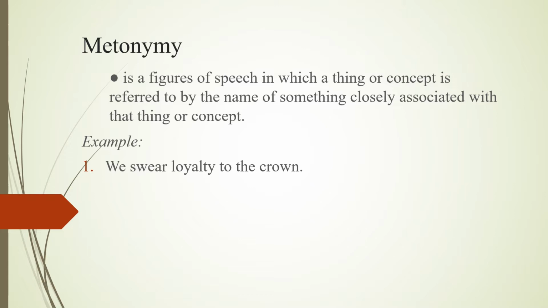Aside from pageantries, of course, we have the king and queen, prince and princess. So we're pertaining to the royalties. And we're swearing loyalty not to the crown itself, but to the one who's wearing it, the one who is reigning, like Queen Elizabeth. Next one: the pen is mightier than the sword. Pen represents education and knowledge. Sword represents violence.